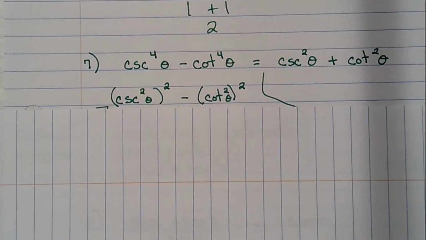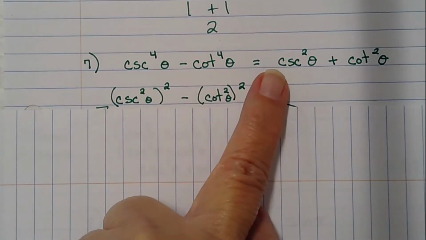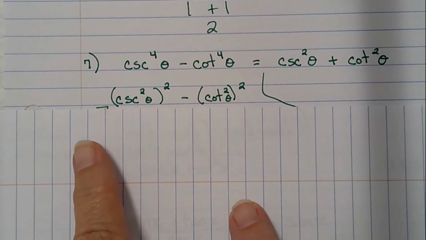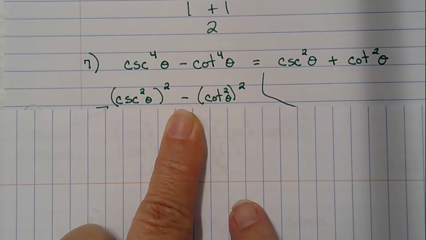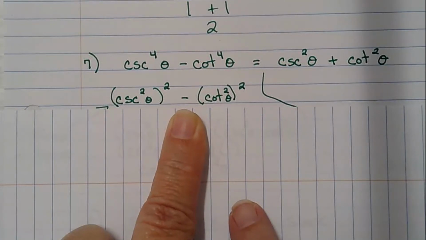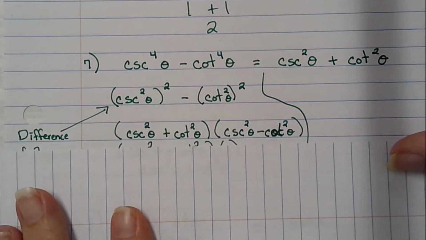All right, so here we have number 7, and I'm going to start by taking each of these that is to the 4th power and representing it as cosecant squared theta squared minus cotangent squared theta squared. Now, the reason that I'm going to do that is because now I can see that I have the difference of two squares.